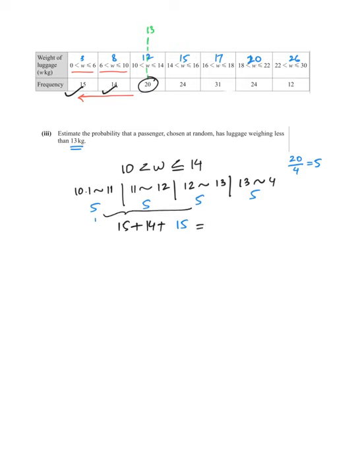Alright, so 15 plus 15 is 30, 30 plus 14 will be 44, divided by the total frequency we have, which is 140 as given in the question. Now we can simplify the fraction. 4 elevens are 44 and 4 times 35 is 140, so that is your answer.